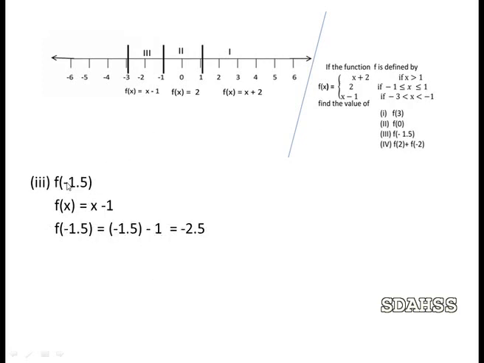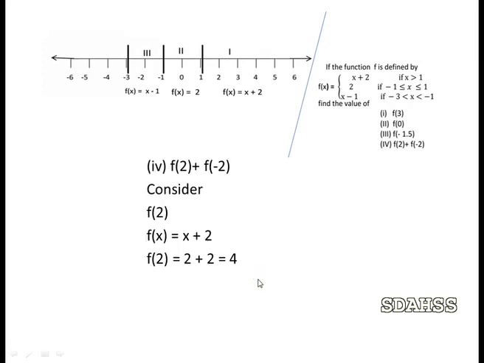Subdivision 3. F of minus 1.5. Minus 1.5 is located in the third interval. Its function is f of x is equal to x minus 1. Now substitute x is equal to minus 1.5 in the function. So f of minus 1.5 is equal to minus 1.5 minus 1, equal to minus 2.5.